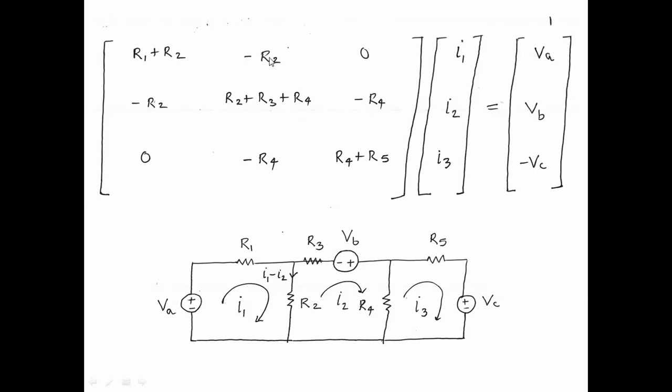Between meshes 1 and 2, there is a resistor R2 that is shared by mesh 1 and 2. So that appears here with a negative sign. Between meshes 1 and 3, there is no resistance, so that is a 0. Between meshes 2 and 3, there is R4, so that's here with a negative sign. And the matrix is symmetric, as was the case in nodal analysis with only current sources.